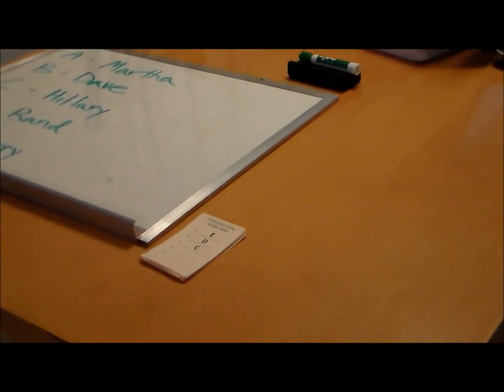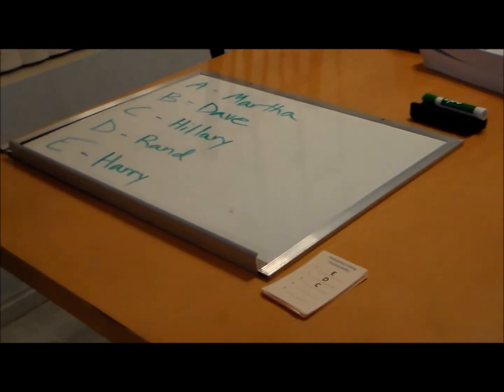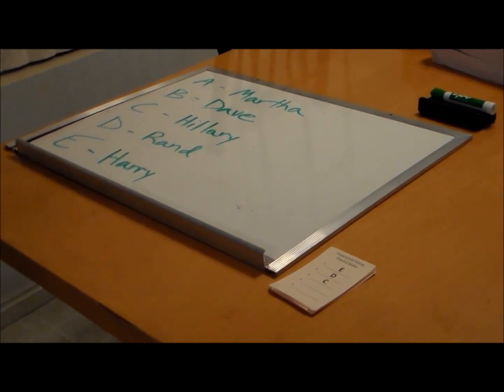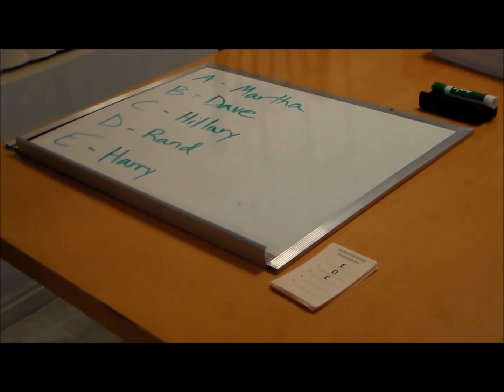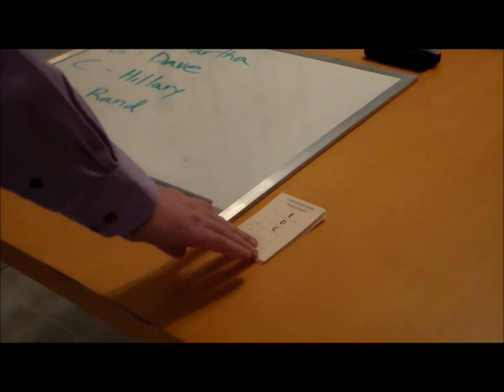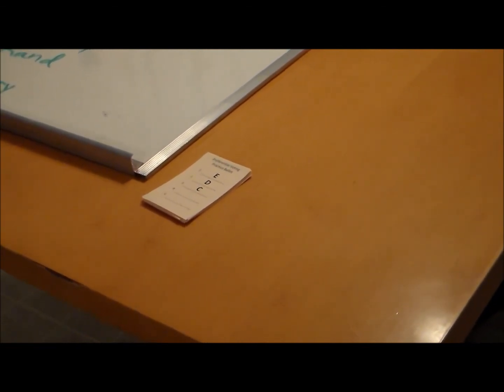In this sample, we're going to take these 5 candidates, Martha, Dave, Hillary, Rand, and Harry, and we are pretending that there are 16 people casting a ballot. Here we have their ballots on the table, and they have all listed these candidates in the order that they prefer to have them elected. So we're going to show you how to count those ballots to determine who the winner is.